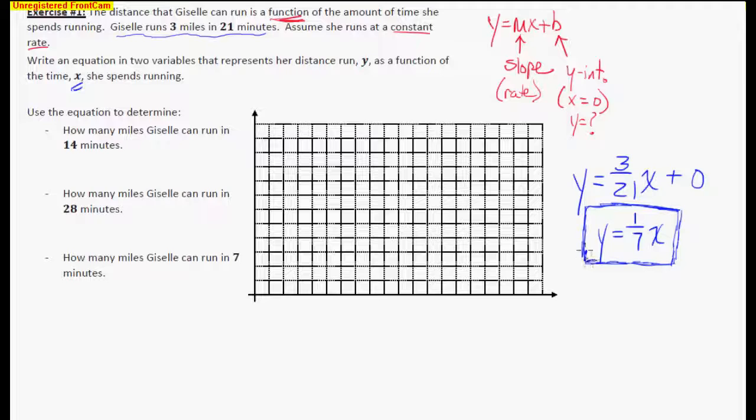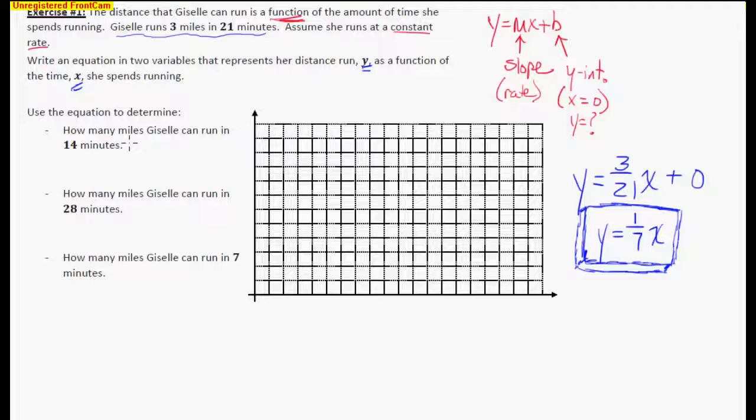Okay. And the beautiful thing about functions is once you have that function, once you have that equation, it will then work throughout the whole problem here. We just have to plug in what they give us. It says over here, use the equation to determine how many miles Giselle can run in 14 minutes. Well, I have to make sure I plug it into the right variable. So up here it says y is the distance and x is the time. All right, so that would be where I'd want to put the 14 minutes.